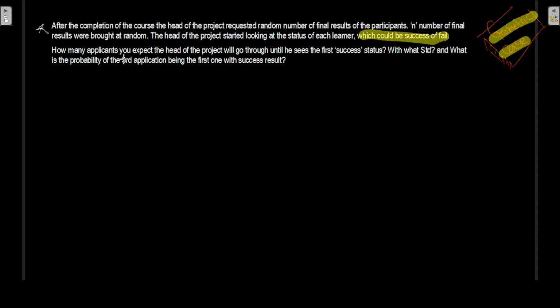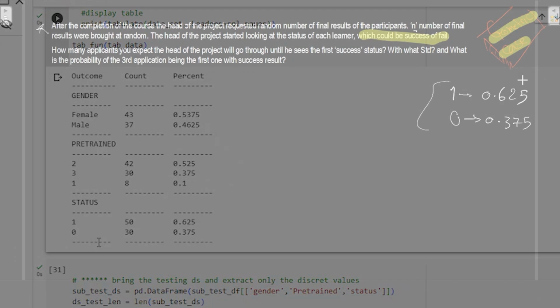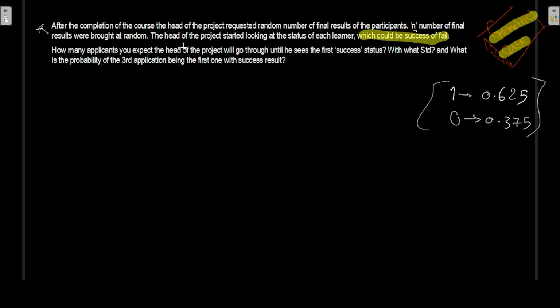It's known that after the completion of the course, the head of the project requested a random number of final results of the participants. N final results were brought at random. The head of the project started looking at the status of each learner. The status, as we have seen in the previous data set, could be 1 or 0, whereby 62.5% have a status of 1 and 37.5% get a status of 0. These are the probabilities we know about the status, which could be success or fail, as we can see here.